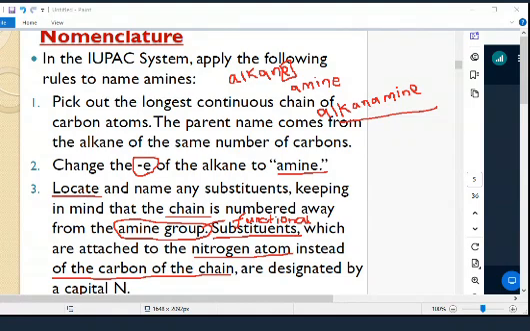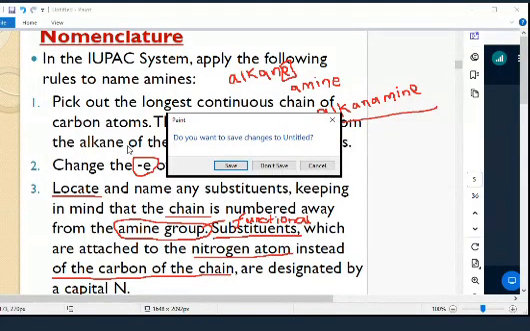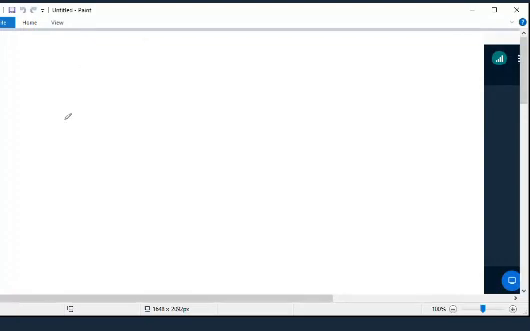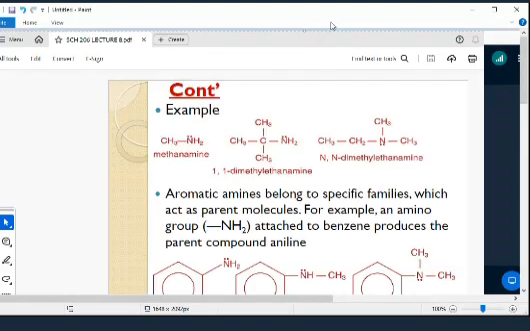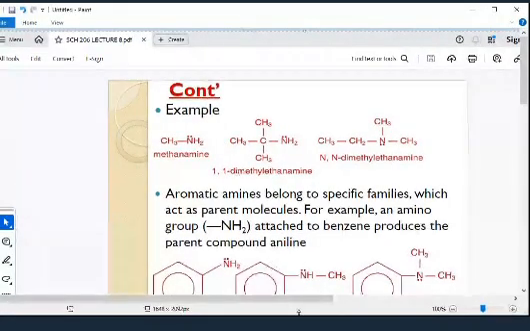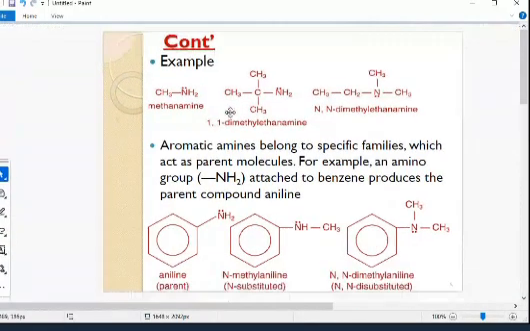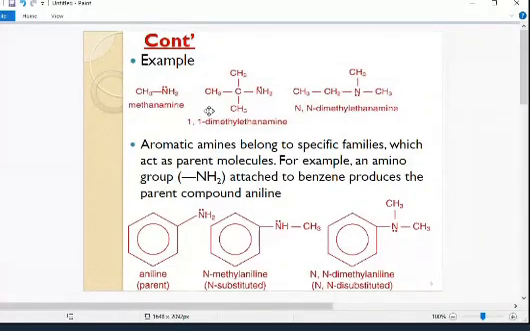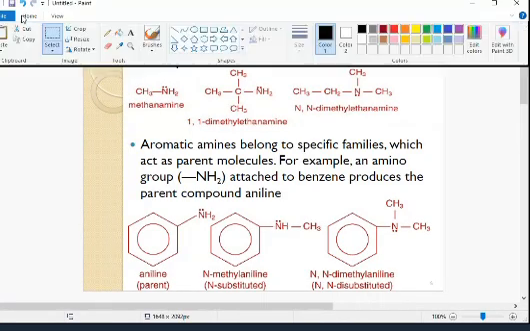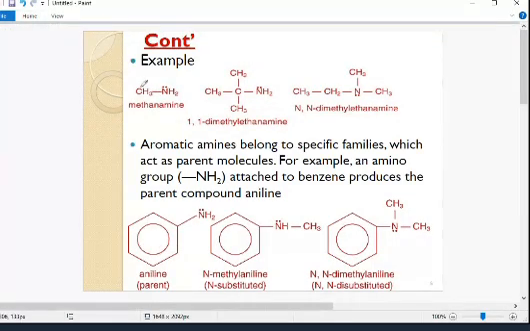So, for example, we have these examples here. You can see the first one. It has only one carbon atom. This carbon atom here, attached to that nitrogen.